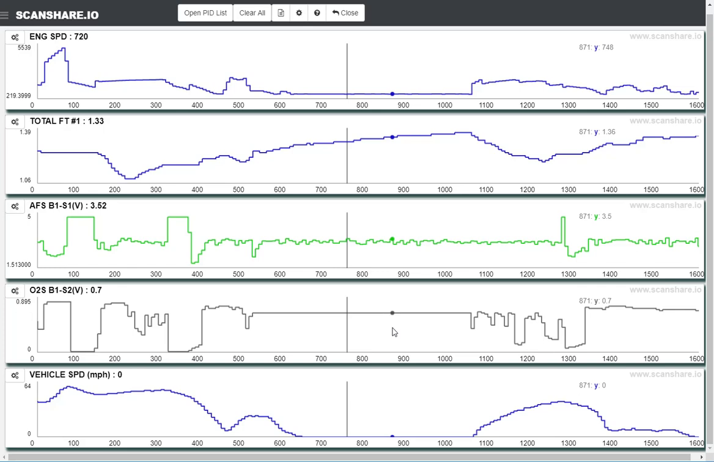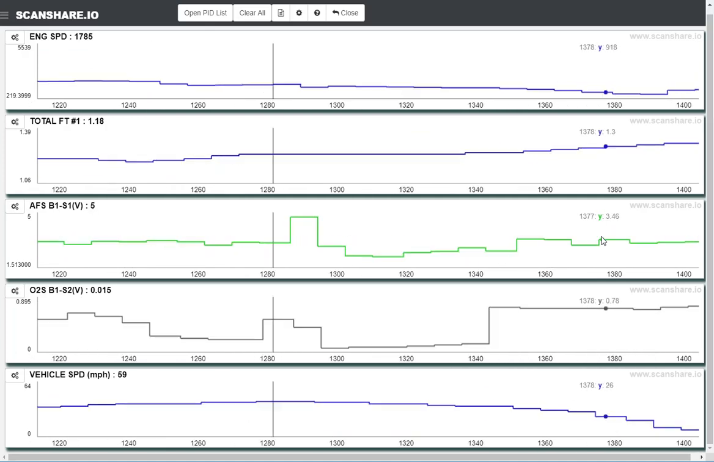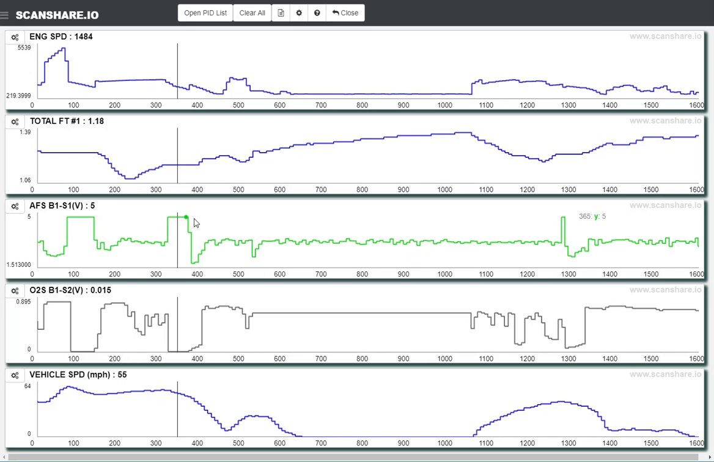But before I do, I want to point out something else. So in this area here, and right there, notice we have these, so this is just standing out to me. That's why I'm looking at it. It stands out to me. And at that point here, the air fuel sensor is reading 5 volts, which means it's leaner than snot. So we've got 3 areas where it's leaner than snot.